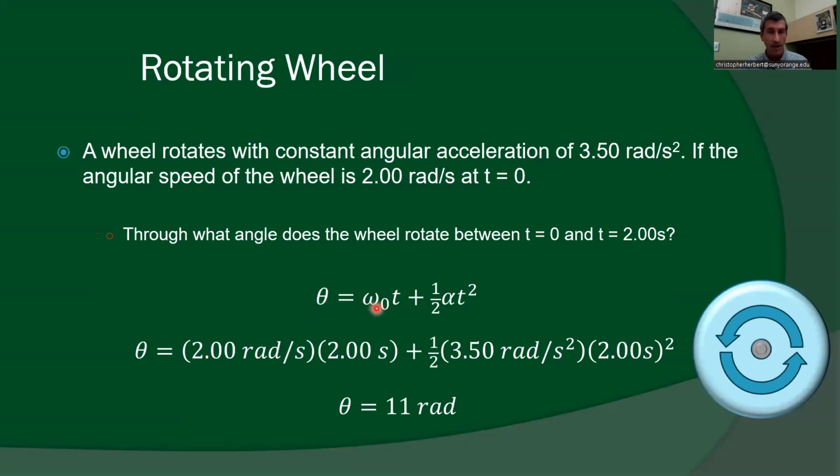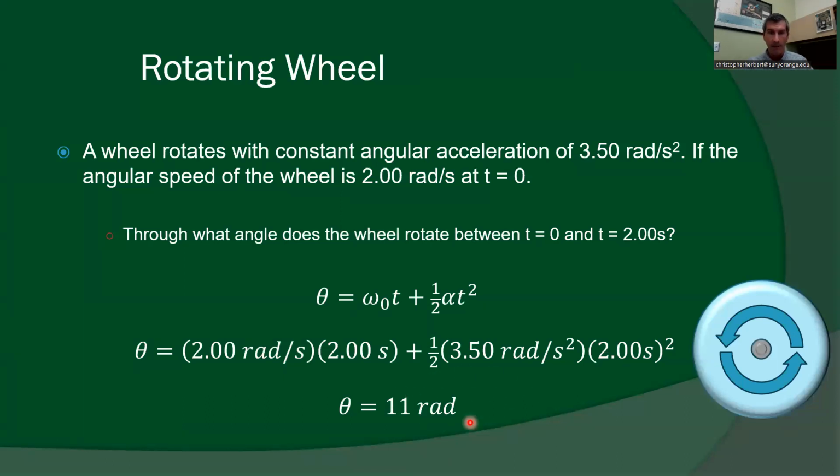We know the initial velocity, we know the time, we know the angular acceleration. We're just plugging in values for these. Okay? 2 times 2 is 4. 1/2 of 3.5 is 1.75 times 4, which is 7. So 7 plus 4 is going to give me 11 radians for rotation.